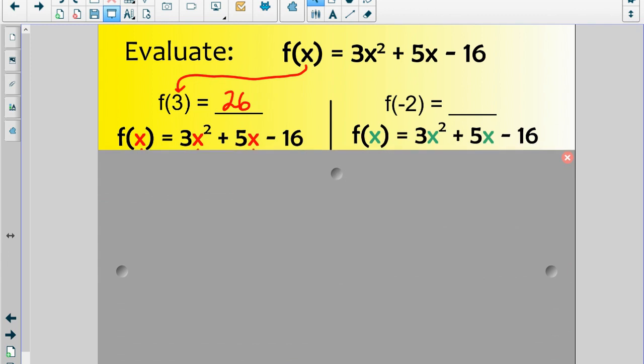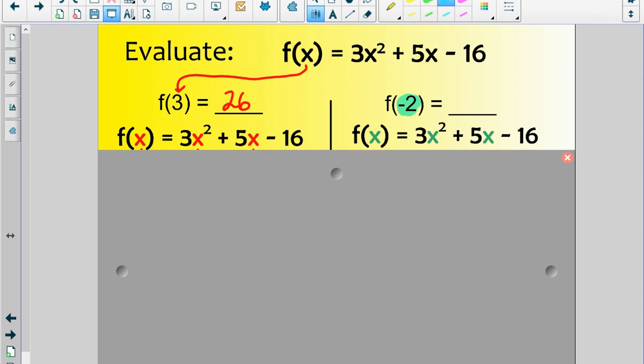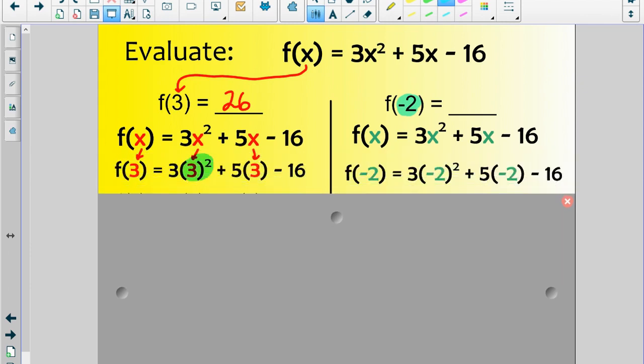So we're using the same function, 3 times x squared plus 5x minus 16. The only thing that's different is we are going to change the value of x. Now we're going to use negative 2 as the value for x. So everywhere we see x, we're going to replace it with negative 2 on both sides.